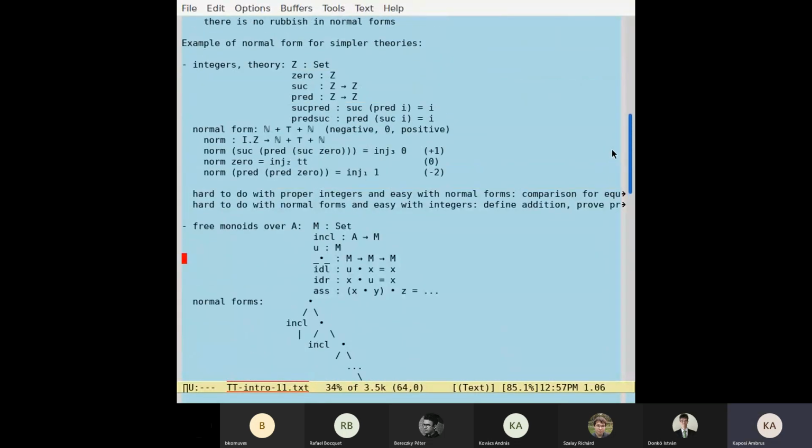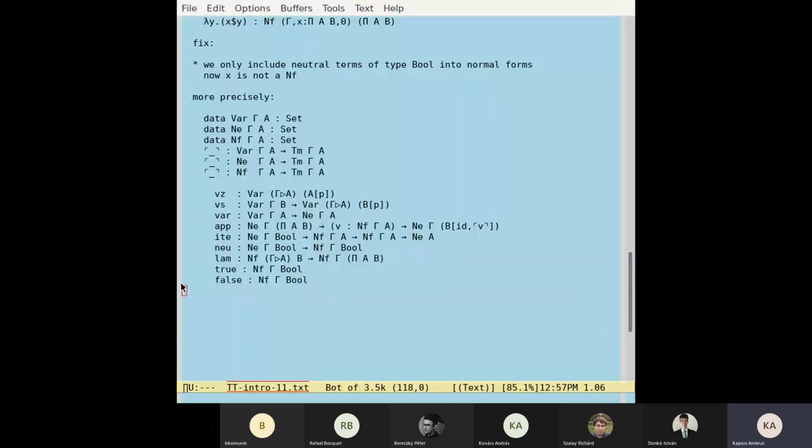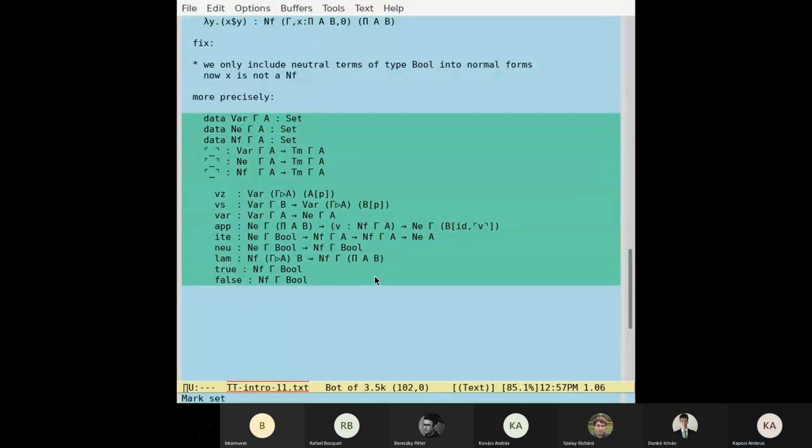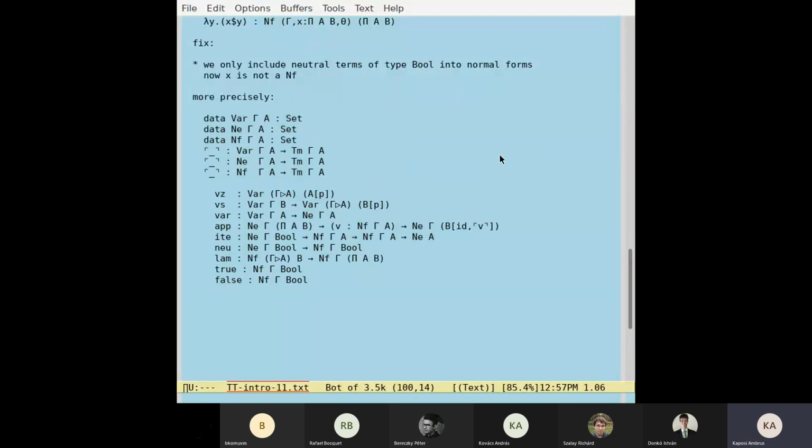So this is really an inductive definition, and you see again, just as for free monoids and for integers, there were no equalities when defining this. So this is a simple inductive definition. It's very simple to decide whether two such neutral terms or normal forms are equal, because this is just an inductive definition. So it's easy to decide the equality of these normal forms.